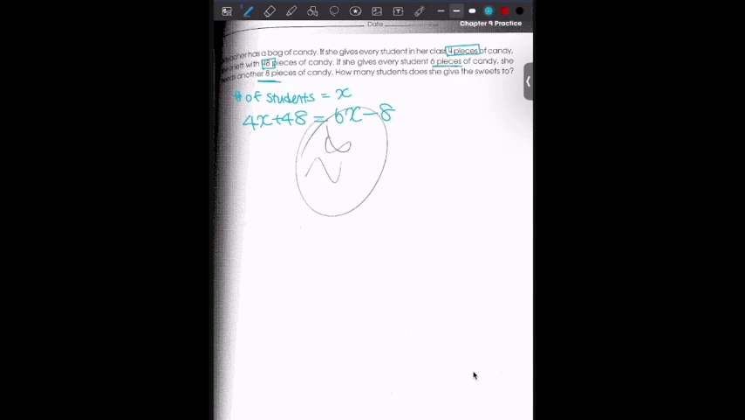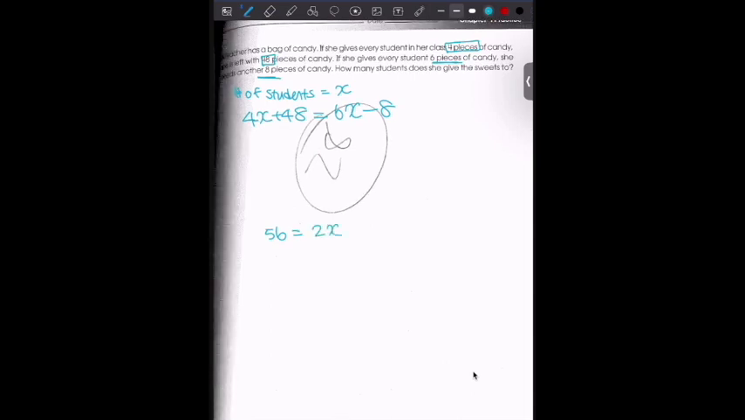And so since those two are equal, we set up an equation. Now we're going to combine like terms, which means we're going to push x to one side and push the numbers to the other side. So 48 plus 8 is going to go on the left side, so that's 56. And on the right side, we have 6x minus 4x, which is 2x. So we know that x is 56 divided by 2, which is 28. That means that she has 28 students in her class.